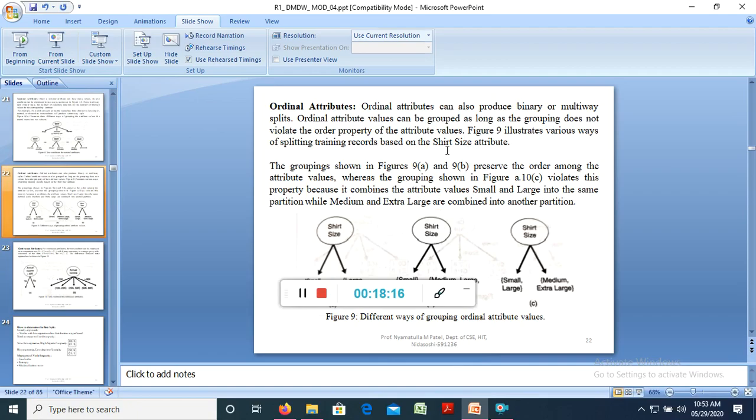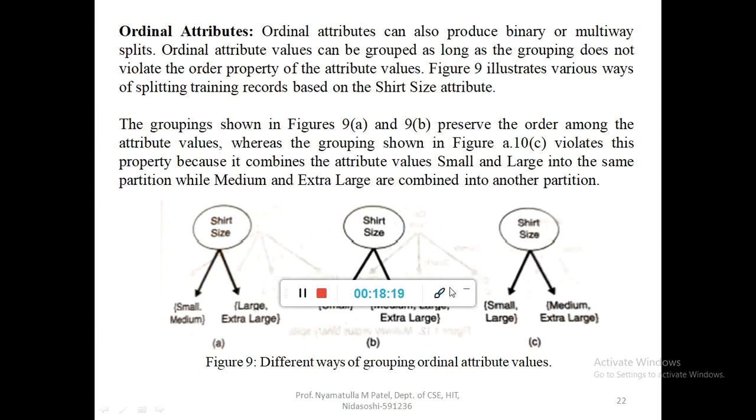Next, continuing with the ordinal attributes. Ordinal attributes can also produce binary or multi-way splits, so there are different options. Ordinal attribute values can be grouped as long as the grouping does not violate the order property of the attribute values. So, here the order property of the attribute values should not be violated. What does it mean?